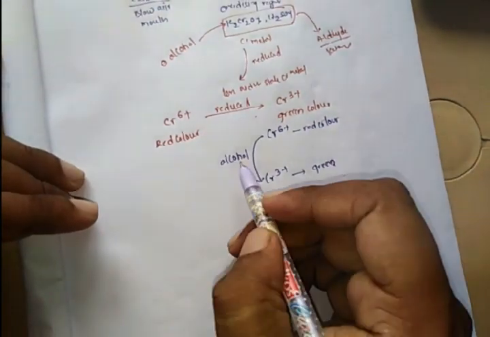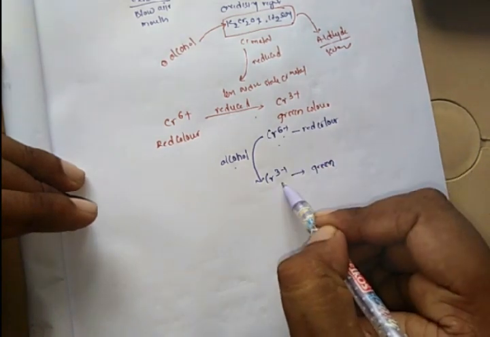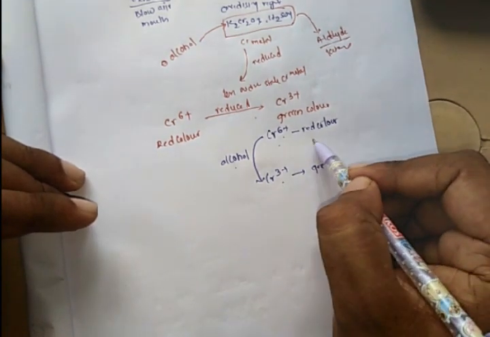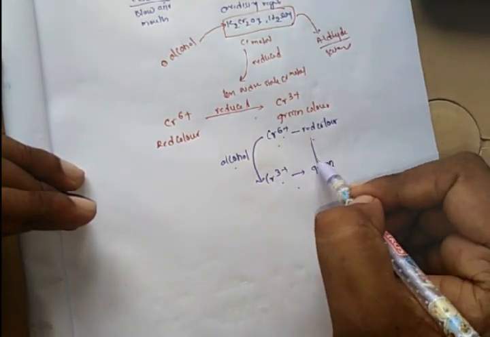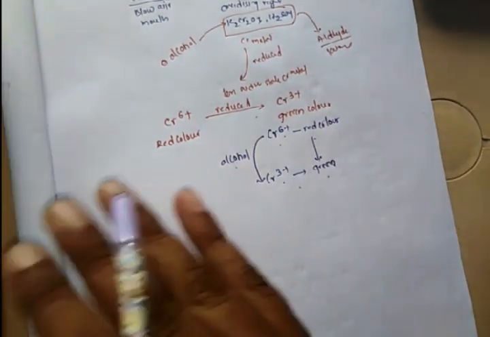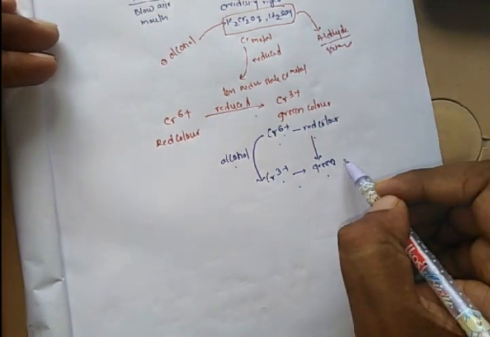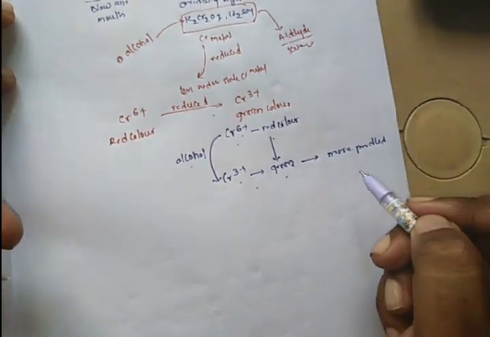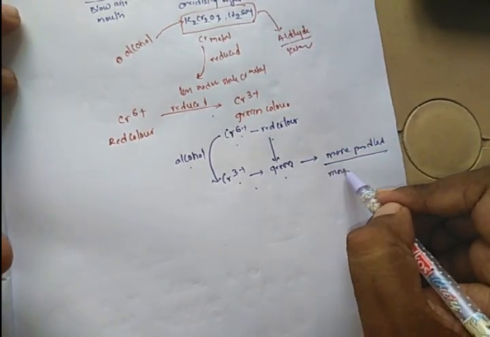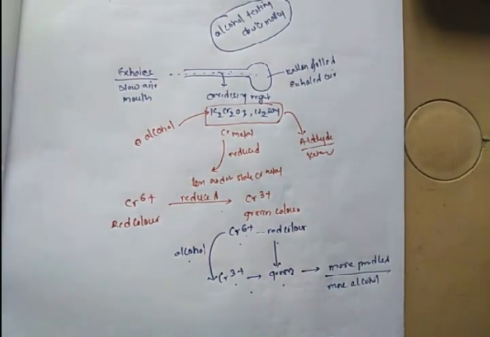If the person is alcoholic, the alcohol converts the chromium metal 6+ oxidation state into the chromium metal 3+ oxidation state. The color of the 6+ state is red, and the color of chromium 3+ is green. This color change helps us decide whether the person is alcoholic or non-alcoholic. If more green color is produced, then the person is more alcoholic. This is the principle used in the alcohol testing device.